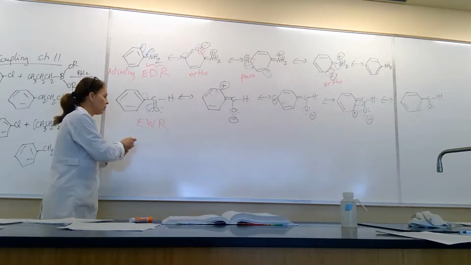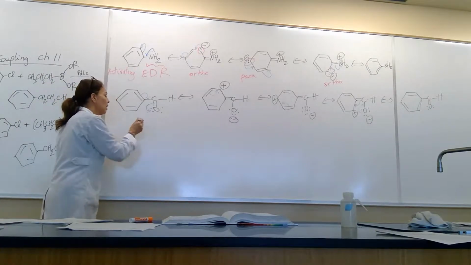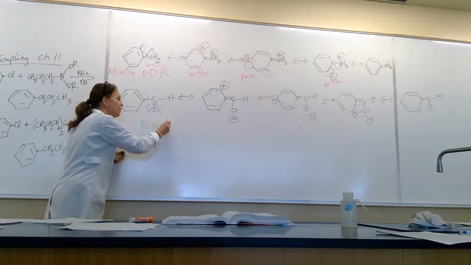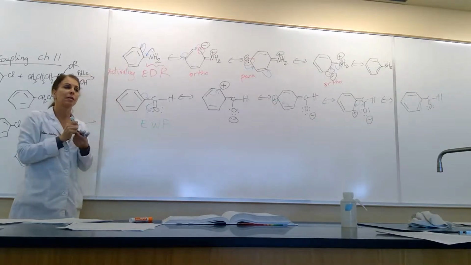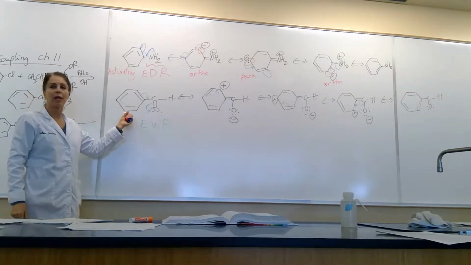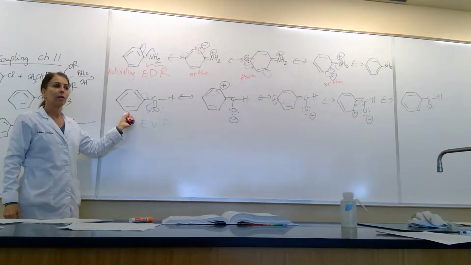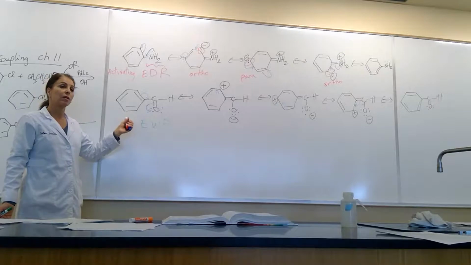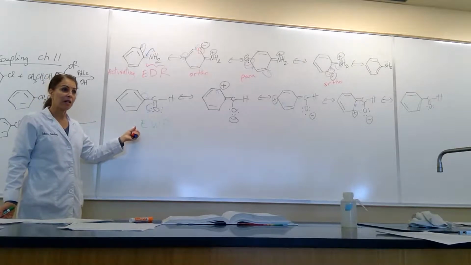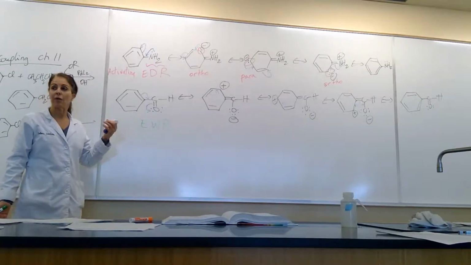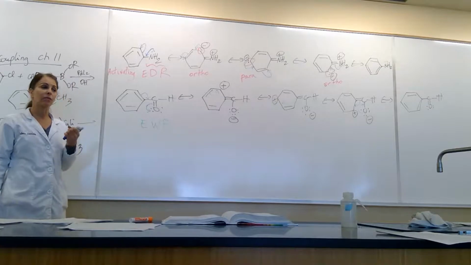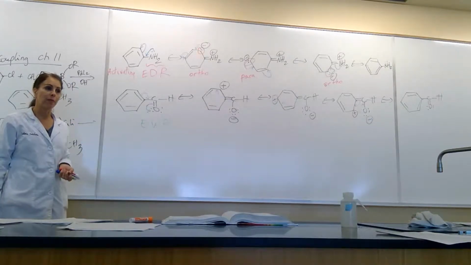Okay, now we look at electron withdrawing substituents. I'm going to use a different color. So if it's electron withdrawing, what does it mean? It means it is not allowing the ring to be what? Nucleophilic. So they're deactivating. They're not going to allow the reaction to happen. They make it very difficult to happen.